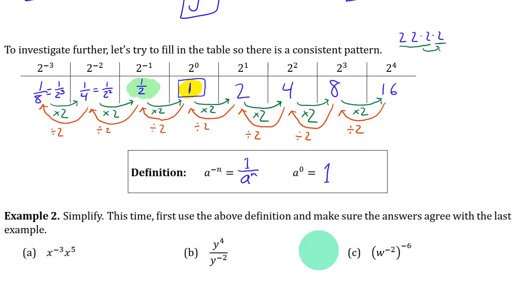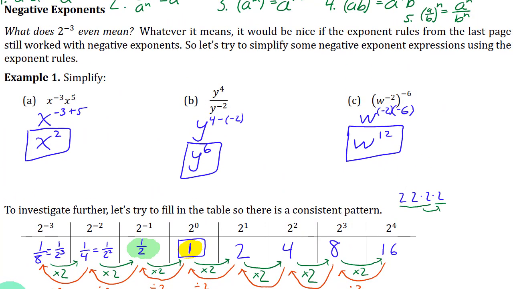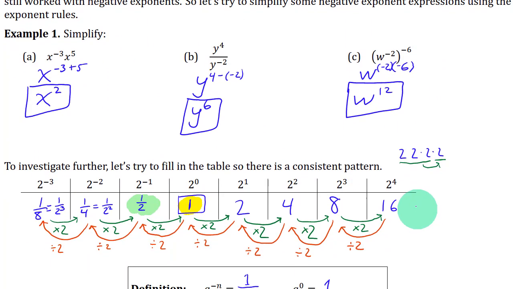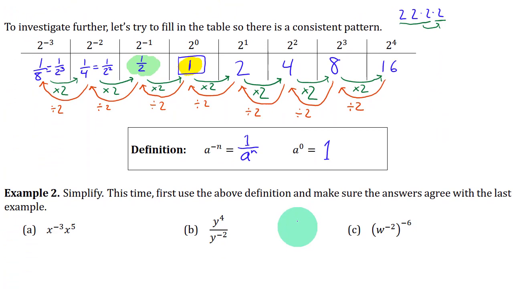All right, so let's keep going with this. Let's try to simplify these using this definition. So this time, instead of using the exponent rules, we're going to use this definition to turn x to the negative 3 into like a fraction. And these are the same expressions as example 1 here. Let's make sure it works out the same way.